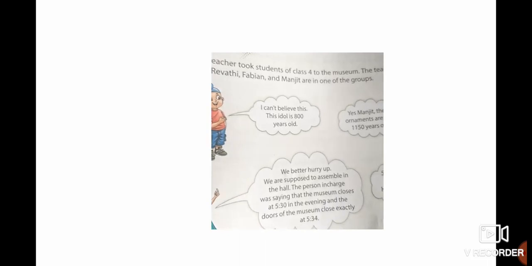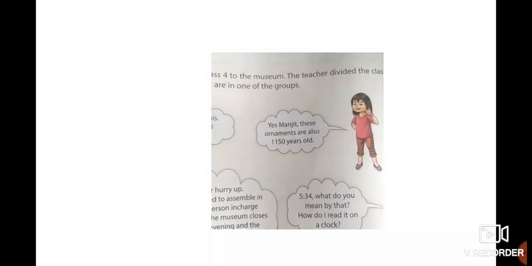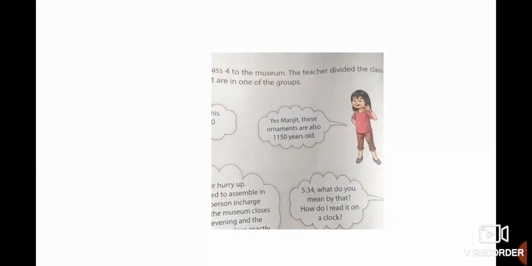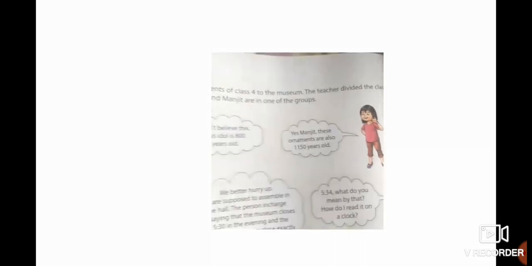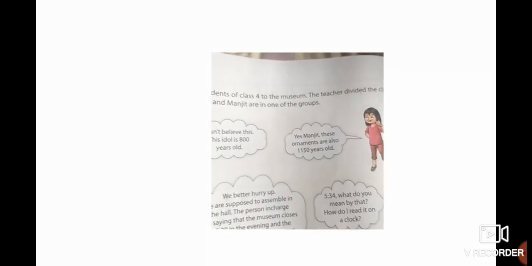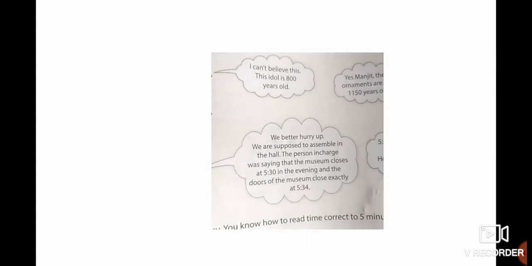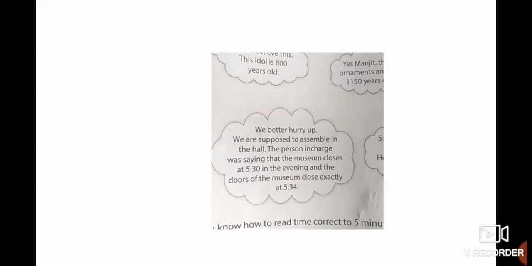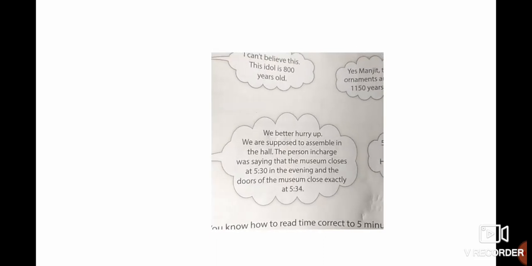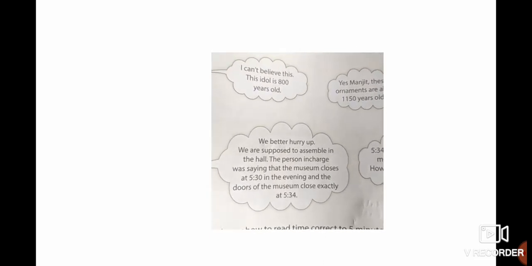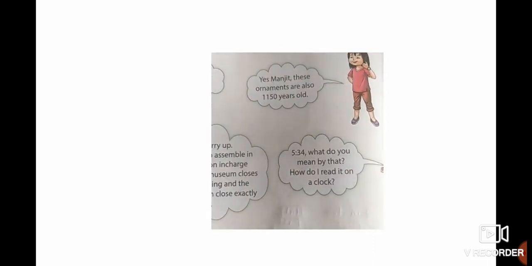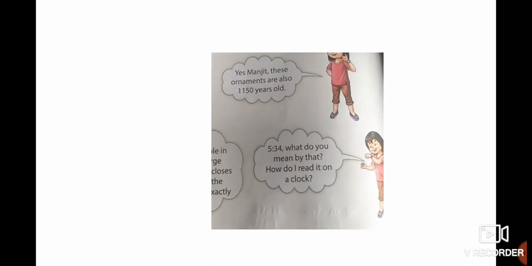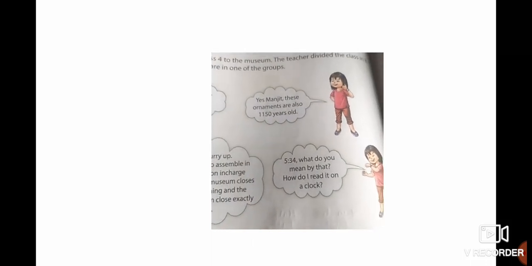Manjit is saying, I can't believe this idol is 800 years old. Yes, Manjit, these ornaments are also 1150 years old. We better hurry up. We are supposed to assemble in the hall. The person in charge was saying that the museum closes at 5:30 in the evening, and the doors of the museum close exactly at 5:30. 5:34. 5:34, what do you mean by that? How do I read it on a clock?